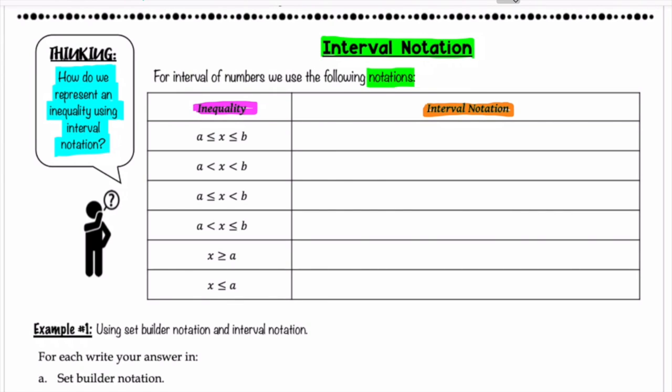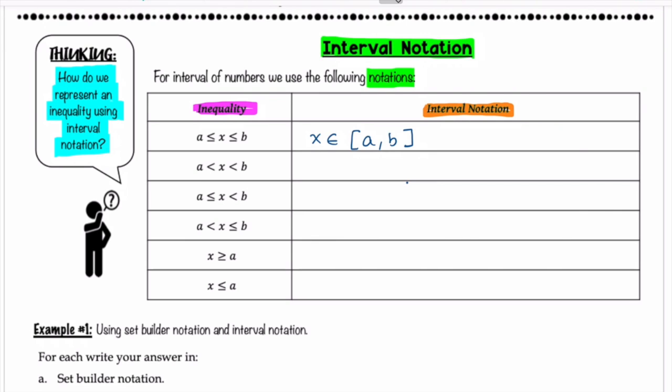For the first one, we have A is less than or equal to X, which is less than or equal to B. If I am representing those values using interval notation, I would say X is an element of bracket A comma B, close bracket. Those brackets are telling me that A and B are included. For the second one, we have A is less than X, which is less than B.